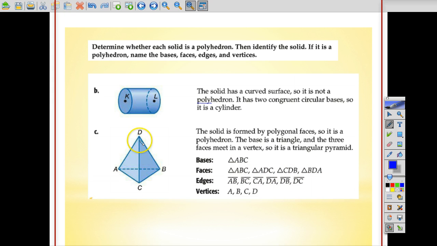The edges you have, we can say AD, or DA, DC, DB, and then you have the bottom AB, BC, and CA are all the edges. And the vertices, you have A, B, C, and D. So you're just going to name all the letters.